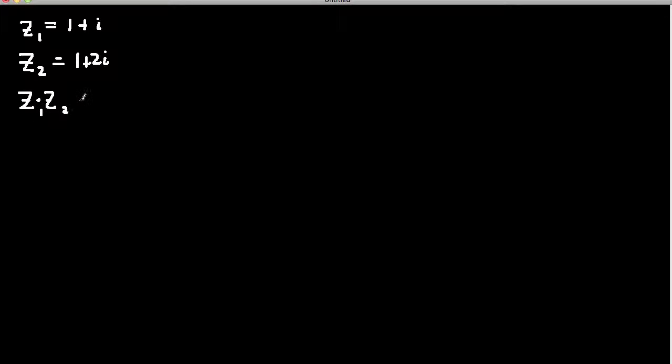I get 1 plus i times 1 plus 2i. That's equal to 1 times 1 is 1. i times 2i is negative 2. Then 1 times 2i is 2i. And i times 1 is i. So the number I get is negative 1 plus 3i.